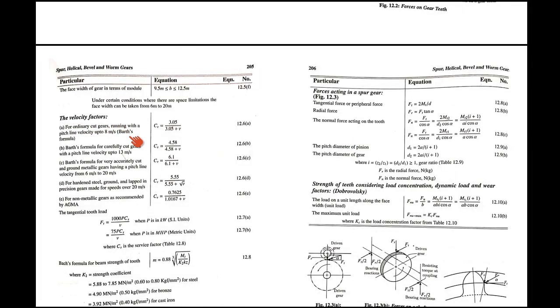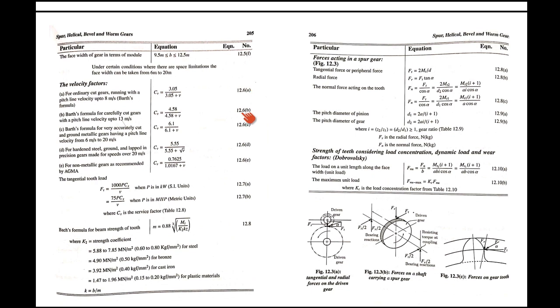The Cv is listed here, the velocity factor, equations 12.6a, 12.6b, etc. Based upon the range of velocity, you get the Cv value from here, and you calculate m cube Cv. So once again I will repeat: if you want to solve m cube Cv, you assume m. Using the value of m, you find the velocity. Using the velocity, you select the equation for the velocity factor Cv. Using Cv, calculate m cube Cv and check whether it has gone beyond the required value.